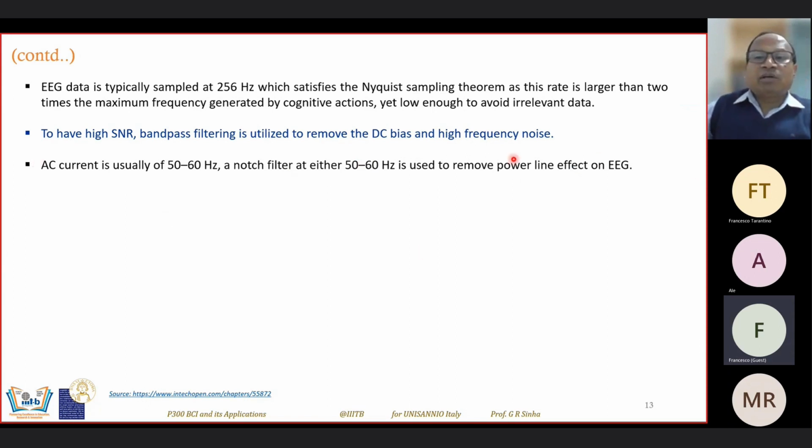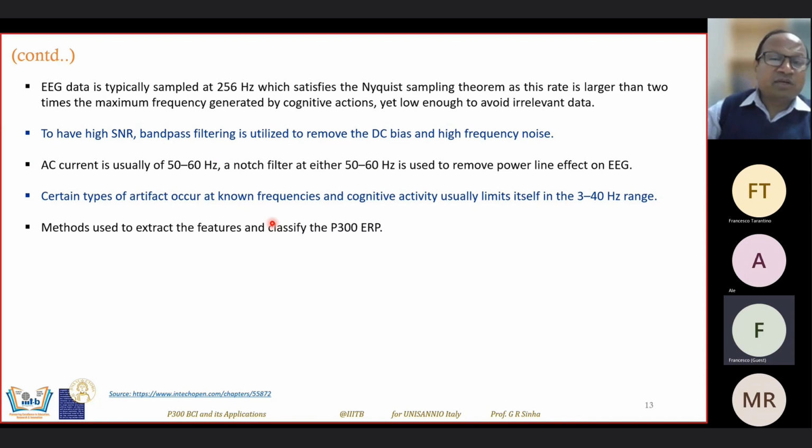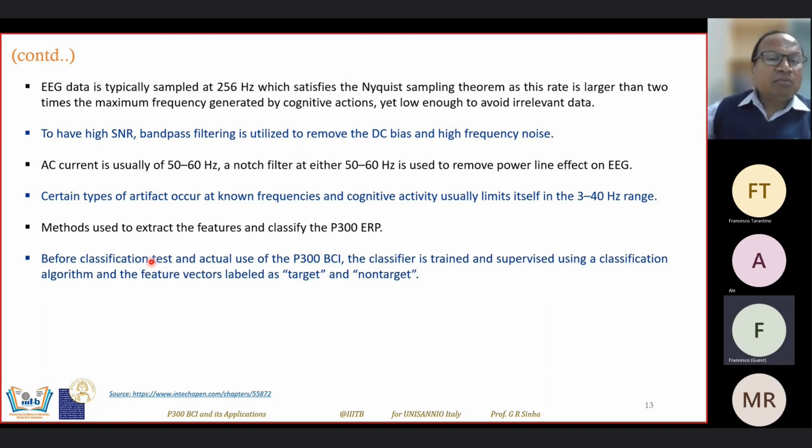Power line interference is a common interference on the EEG. In order to remove that, we can use a notch filter. Certain types of artifact occur at known frequency and cognitive activity that limits in this particular range the operation of P300. So there are methods that are required to extract the features, and then features can be classified using suitable classifiers. Before classification test and actual use, we want to use P300 to serve certain intention of the user.